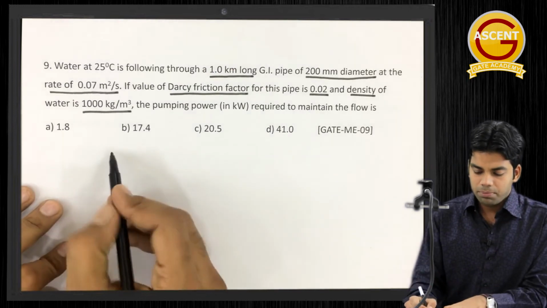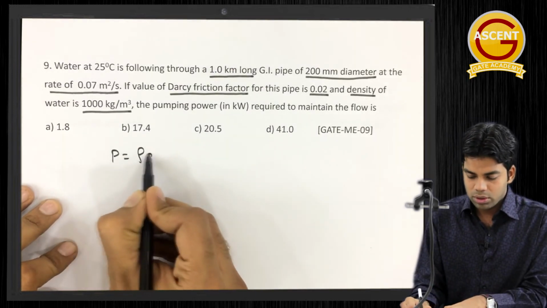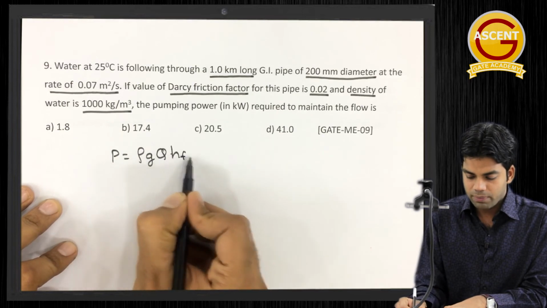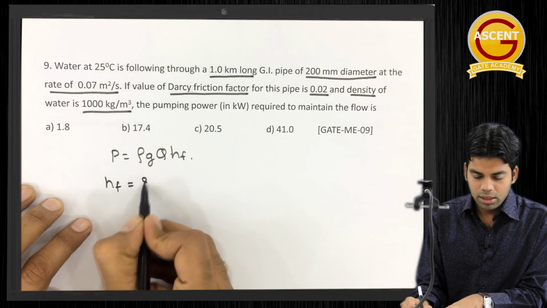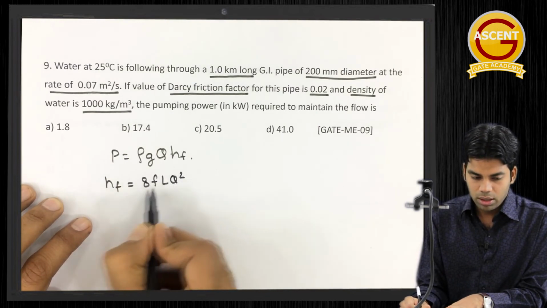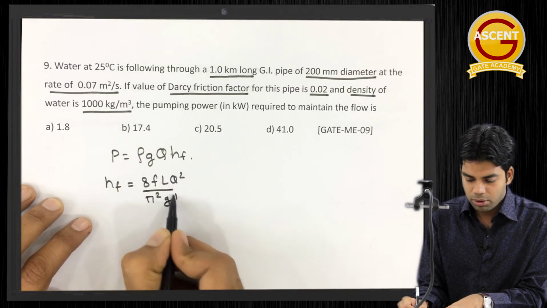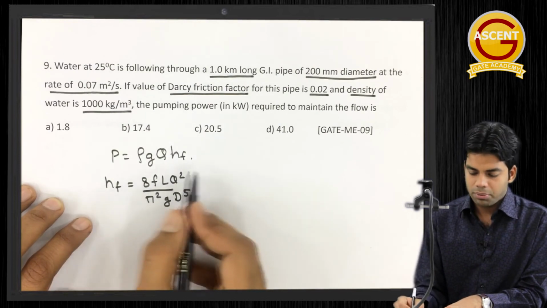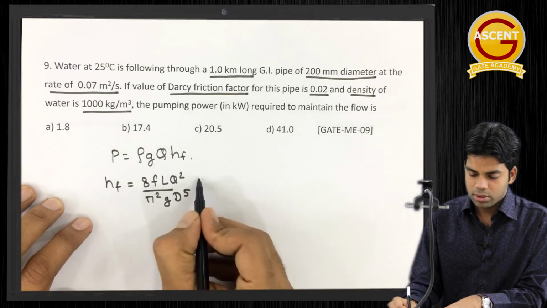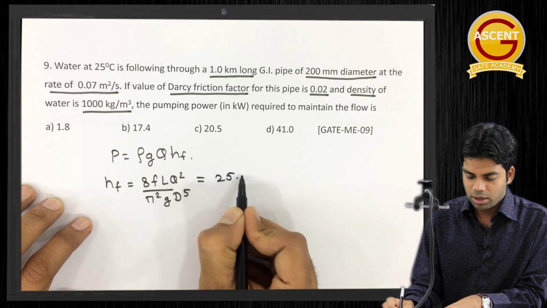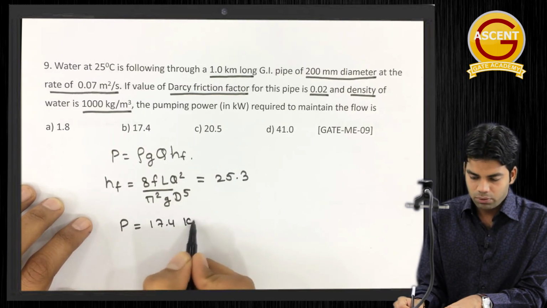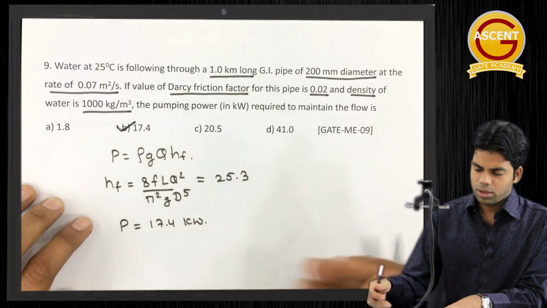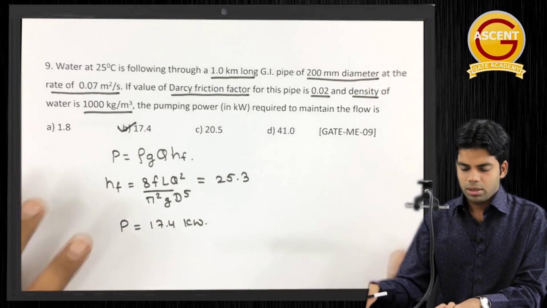So this power P will be equal to rho g Q into hf. Getting this now? Now hf we know is 8 f L Q square upon pi square g d raised power 5. So from here we can put all the values. This will be 25.3 and the power we will get will be 17.4 kilowatt. Answer. You can put the values and get the answer. Okay, next question.